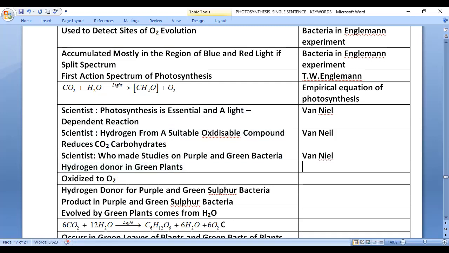Hydrogen donor in green plants: water, oxidized to oxygen. Hydrogen donor for purple and green sulfur bacteria: H2S. Product in purple and green sulfur bacteria: sulfur or sulfate. Oxygen evolved by green plants comes from water.